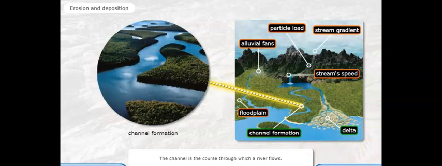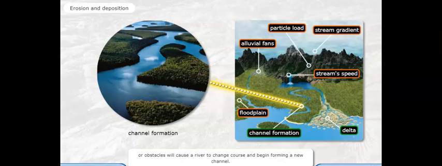The channel is the course through which a river flows. Channel formation is caused by water flowing and eroding a path. The river's shape is determined by the channel. It can be straight, like a canal, or meandering. Sometimes a landscape change from erosion, sediment deposition, or obstacles will cause a river to change course and begin forming a new channel.